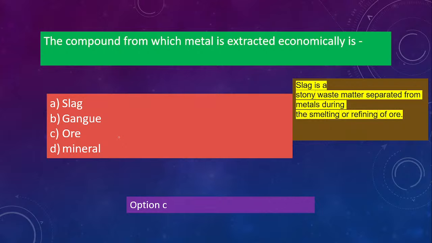The rest you know: what is gangue, what is ore. Gangue is the impurities that settle below. Slag is the term you have not seen. It is a stony waste separated from metal. All metal ores contain stones because they are present in the earth's crust, so we have to separate the stones. That term is called slag.